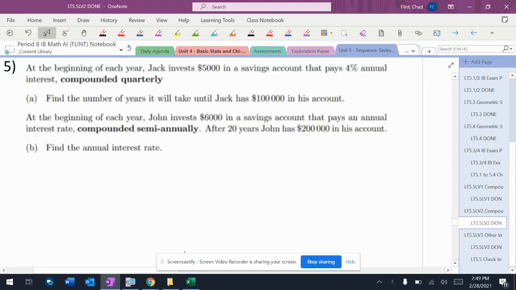All right, so I did this one wrong the first time. I'm going to reread it now. So at the beginning of each year, he puts 5,000 in a savings account that pays 4% interest compounded quarterly. Find out how long it'll take till he has 100,000 in his account.